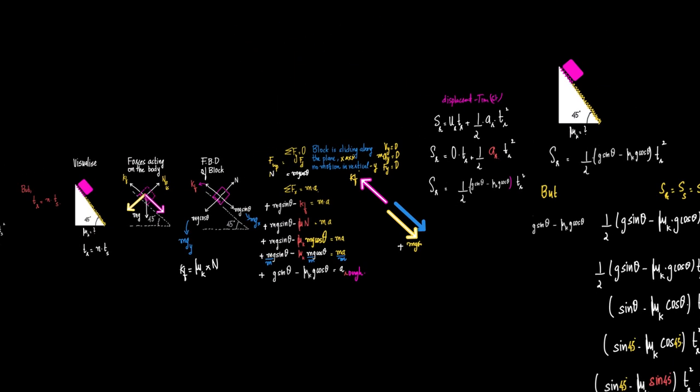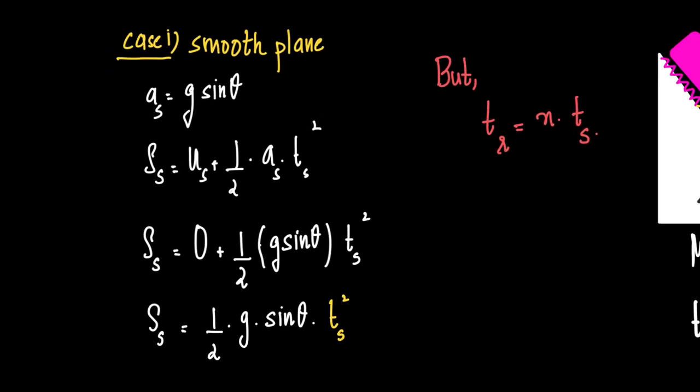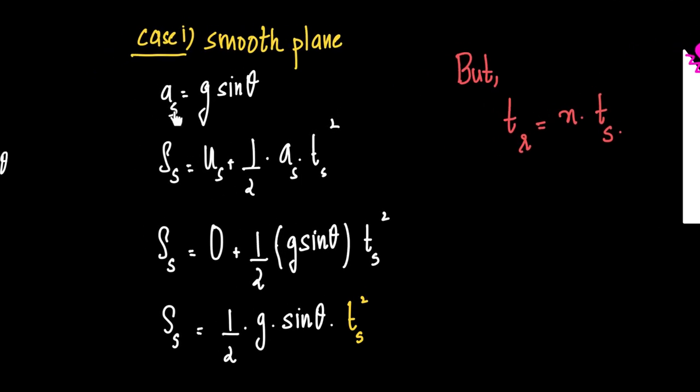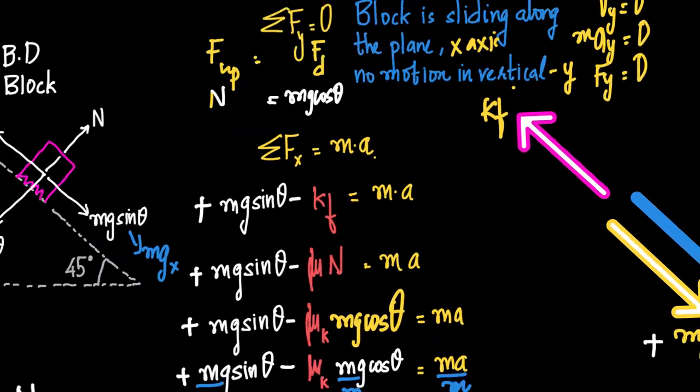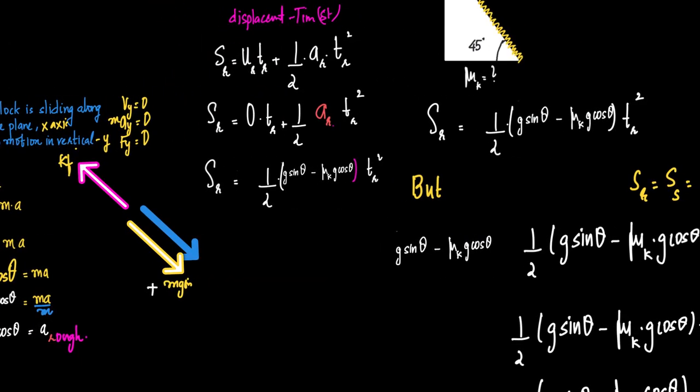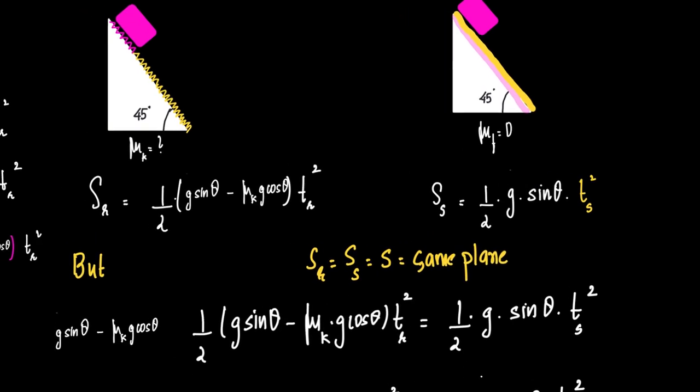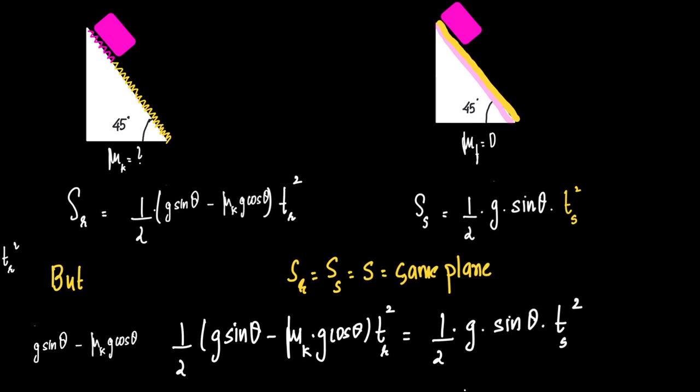Now, similarly, we'll have to find out the case 1 where the acceleration is along the smooth plane. Everything remains the same except that we replace R by S. Initial velocity is 0, that is eliminated, and a here is g sin theta. So we get SS, displacement along the smooth plane, is equal to half into g sin theta t square. Now what we'll do is bring these two equations together and then try to understand what it means. I'll write it one more time for better clarity here. So mu k is unknown in the second case, because it is rough, and in this case it is smooth.